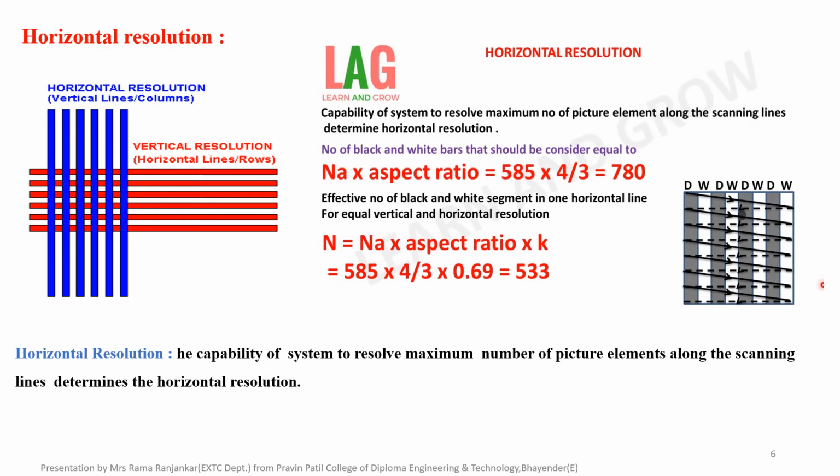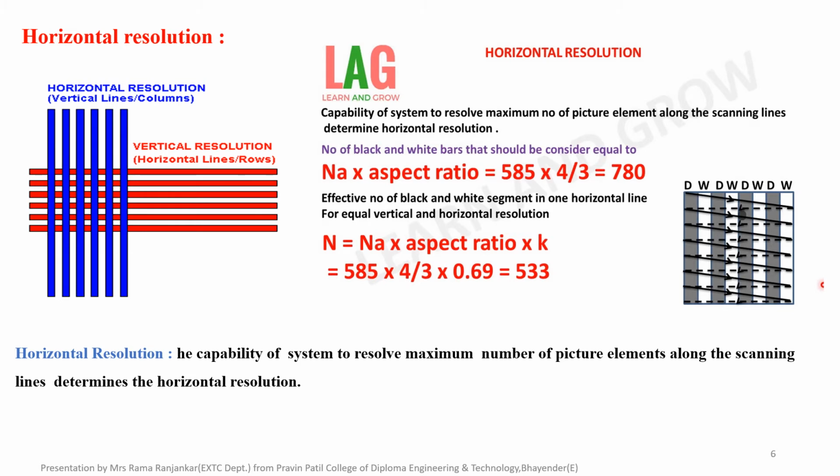Horizontal resolution. The capability of the system to resolve the maximum number of picture elements along the scanning lines is called horizontal resolution. It is calculated as NA into aspect ratio, where NA is the number of active lines. In the case of a 625 monochrome or color system, 585 active lines are there, into the standard aspect ratio of 4:3. If you calculate, you get 782.